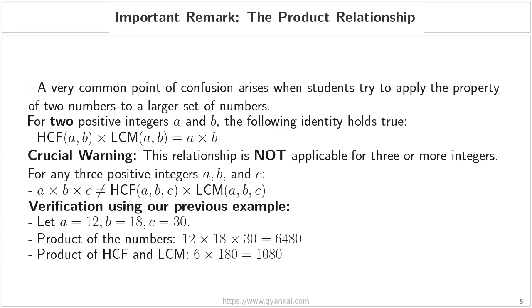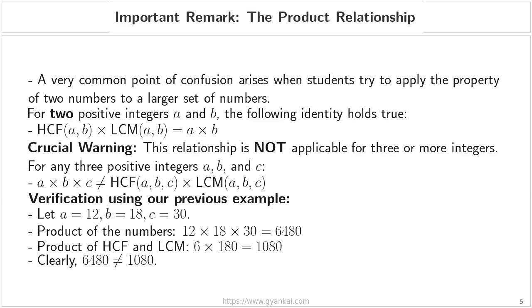Now, let's look at the product of the HCF and LCM we calculated earlier. We found the HCF to be 6 and the LCM to be 180. When we multiply 6 by 180, we get 1,080. As you can see, 6,480 is clearly not equal to 1,080. This proves that the rule we use for 2 numbers simply breaks down when a third number is introduced. Keep this in mind as we move into our final summary.